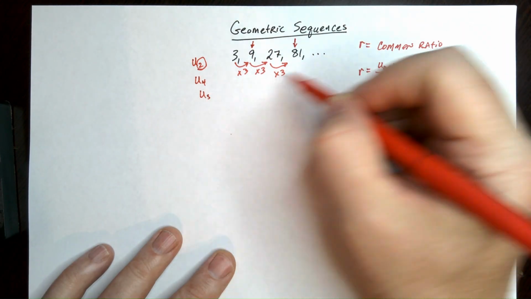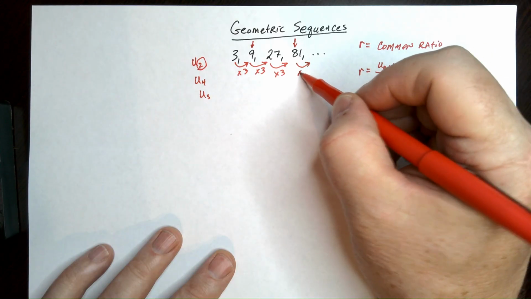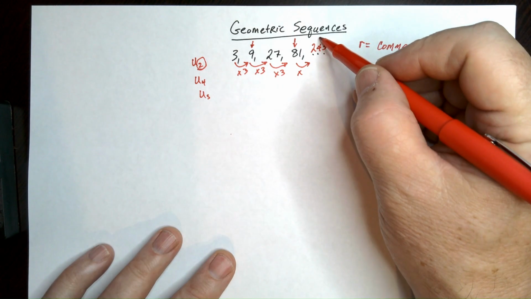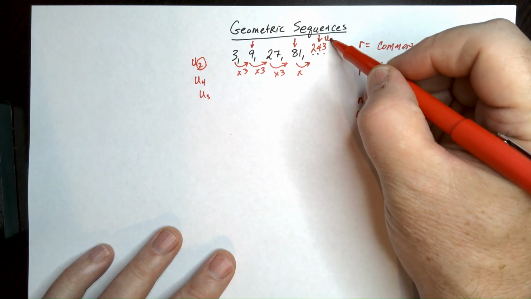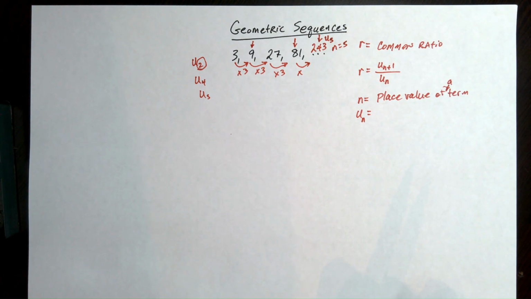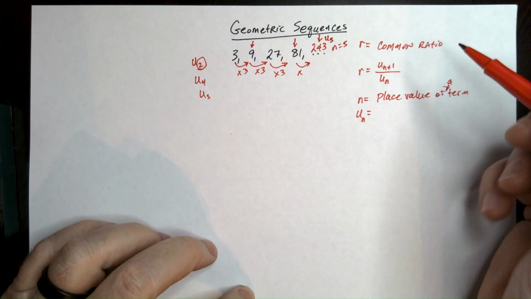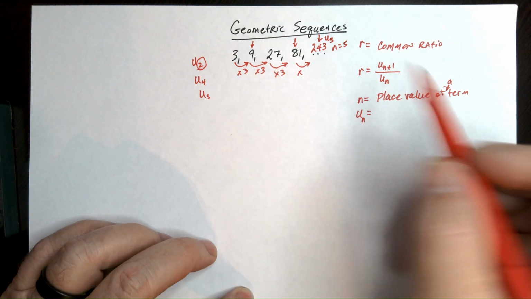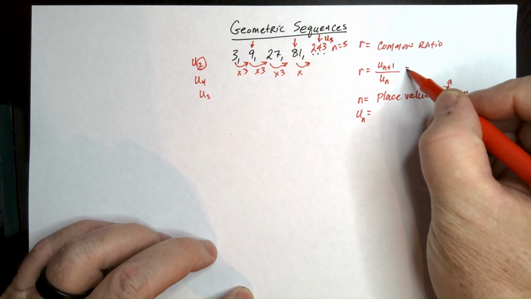u sub 5, well, if I multiplied this by the same common ratio, because that's how geometric sequences work, well, that would be it. That would be u sub 5 right there. That would mean that n equals 5. Right? I know that can be a kind of confusing thing. So if I wanted to find the common ratio here and it wasn't obvious to me and I knew it was geometric, I could use this little formula.